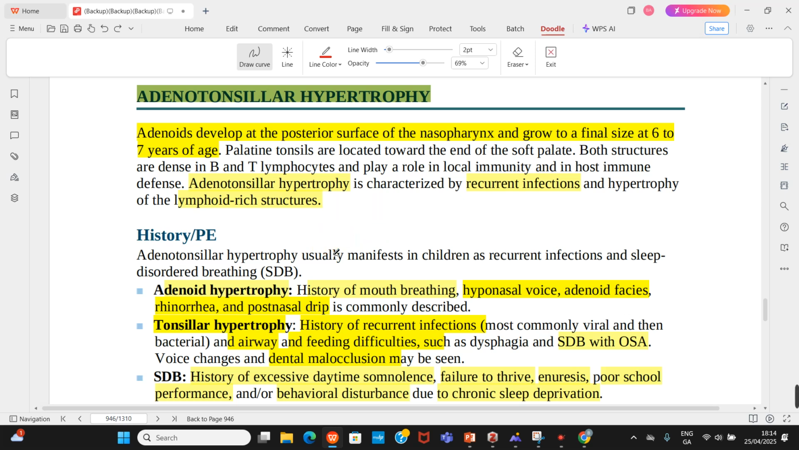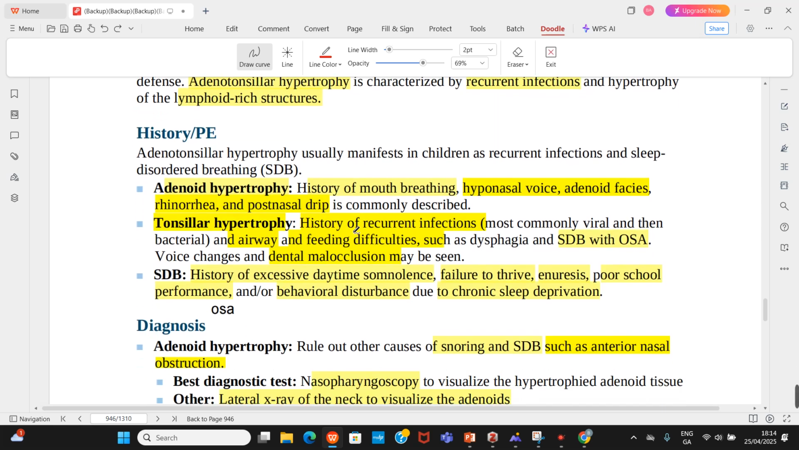So people with adenoidal hypertrophy, that have blockage at the back of their nose, how do they present? Because the nose is already blocked, they experience mouth breathing. They always breathe through their mouth. There's voice change, some form of hyponasality to the voice. They'll be sounding as if the nose has been blocked.